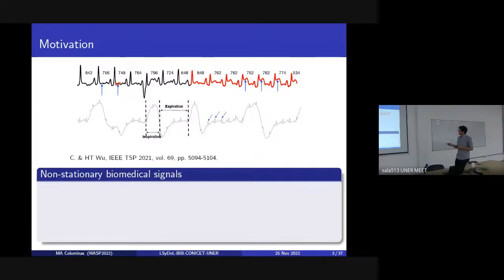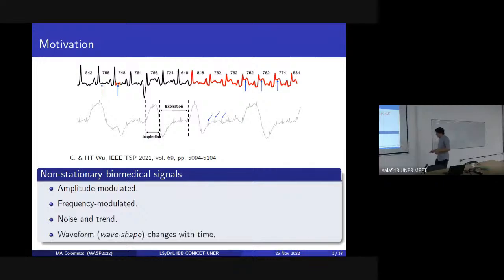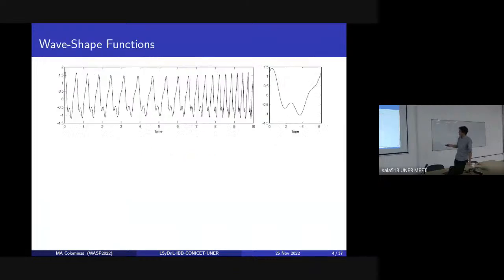Just to summarize this motivation, we will encounter that non-stationary biomedical signals are amplitude modulated. They are frequency modulated. Normally, they have noise and trend. Normally, some of them are present in our recordings. And we have a waveform that we will call the wave-shape function that changes with time in most cases. This is an example from a publication of mine and Hao Tian's book, that we took as a motivation.